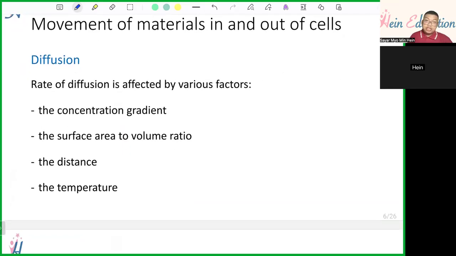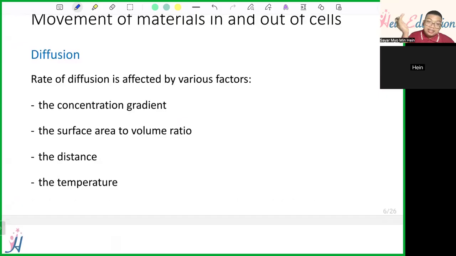For diffusion, there are four factors that can affect the rate of diffusion. Whether the rate of diffusion will be slow or fast can depend on these various factors, which are the concentration gradient, surface area to volume ratio, or sometimes we mention that as the particle size, and the distance, and lastly, the temperature.